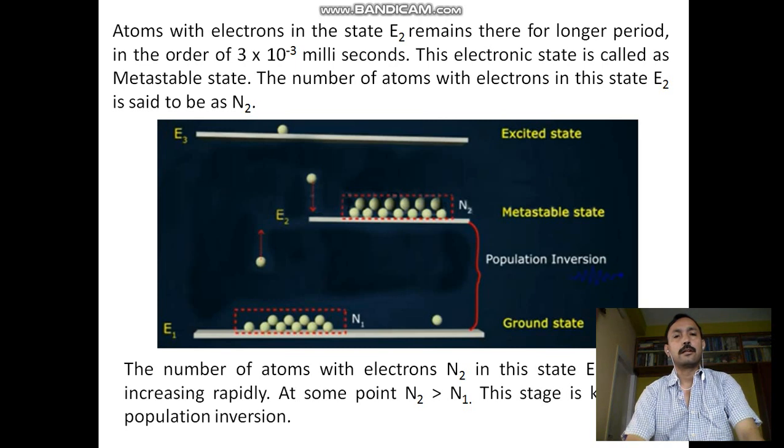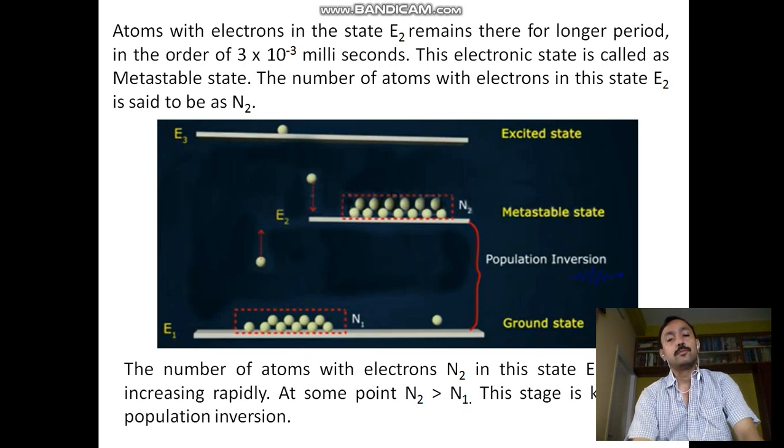Atoms with electrons in the state E2 remain there for a longer period, in the order of 3 × 10^-3 milliseconds. This electronic state is called a metastable state. The number of atoms with electrons in this state E2 is called N2.